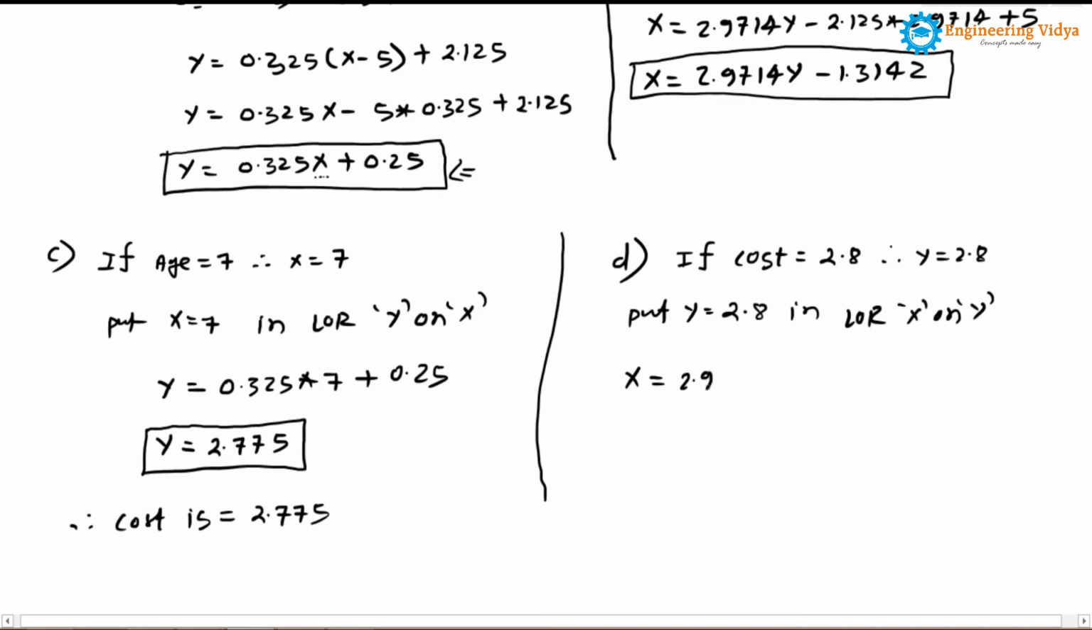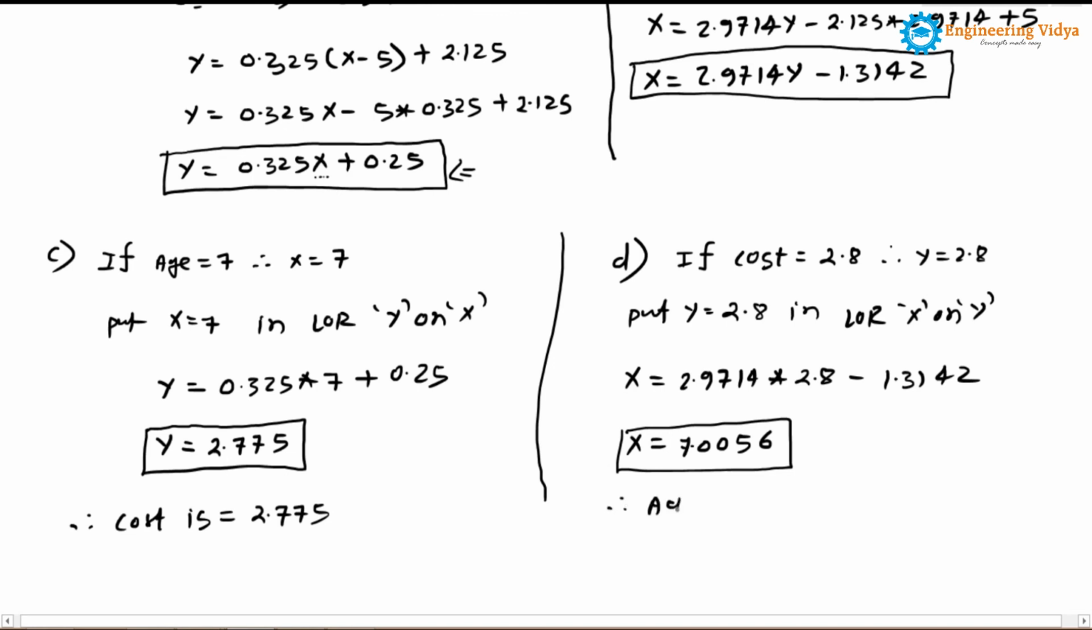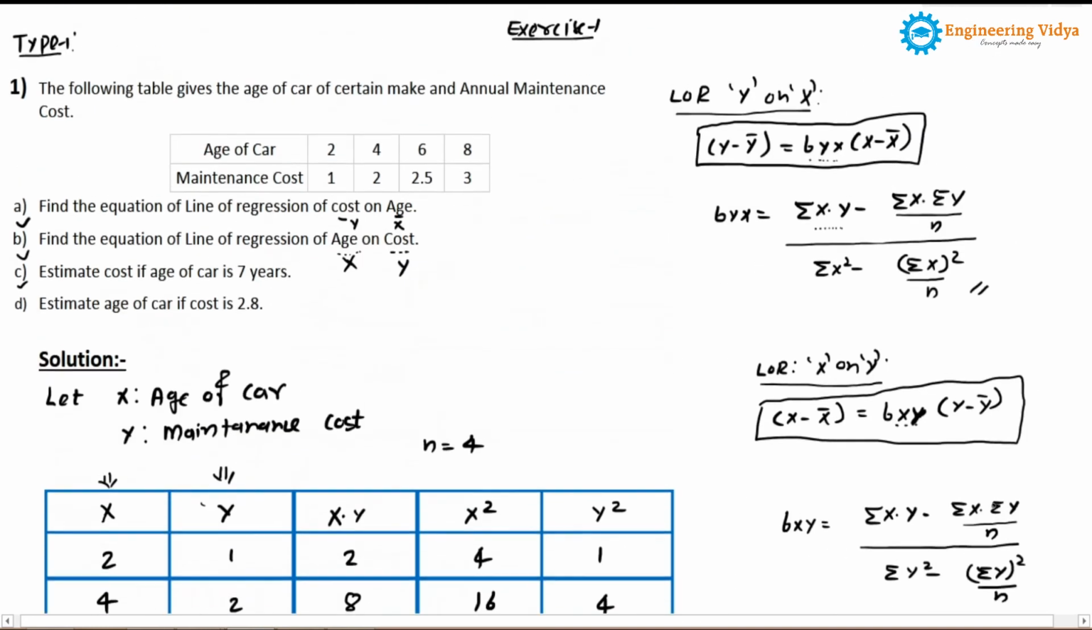So x equals 2.9714 times y, where y is 2.8, minus 1.3142, and after the calculation we get the value of x, which is 7.0056, or in general you can say approximately 7 years. So the age of the car is approximately 7 years. Hence we have successfully completed problem number 1 of type number 1.